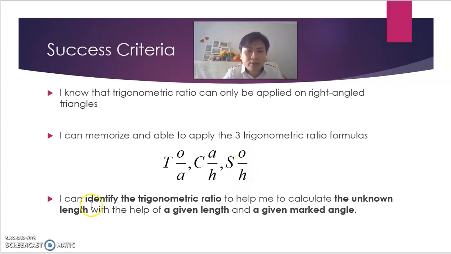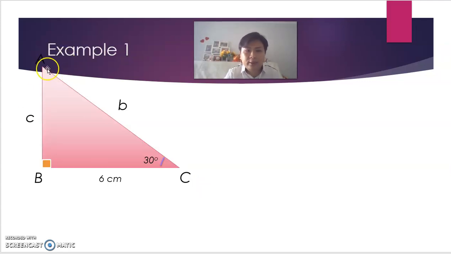Finally, you need to be able to identify which trigo ratio you will be using in order to find an unknown length. Prior to that, you need to also be able to identify a given length and a given marked angle so that you can choose the correct trigo ratio to help you calculate it. Okay, let's take a look at an example now.